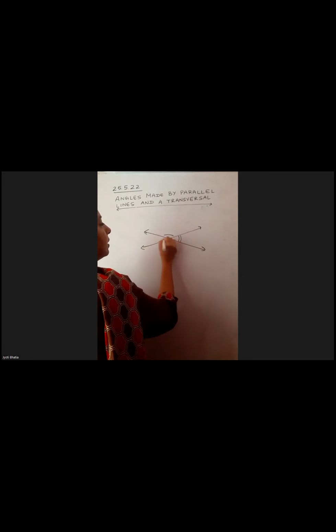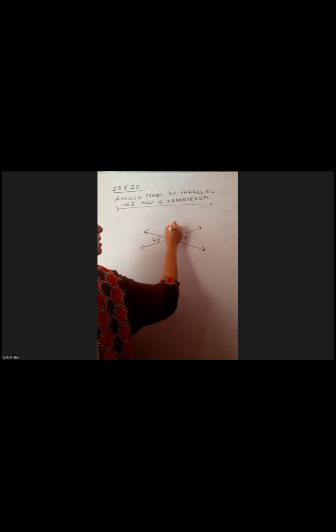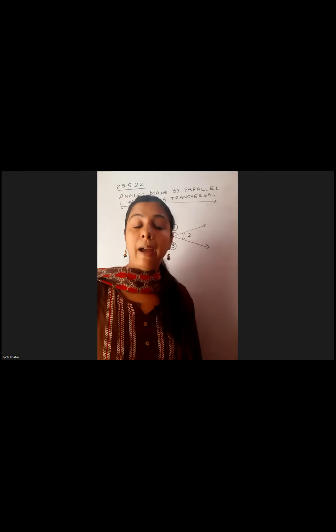And we have also done that when two lines intersect, these vertically opposite angles are what? Equal. 1 is equal to 3 and 2 is equal to 4. So when intersecting lines are there, the angles formed are called VOA, that is vertically opposite angles.